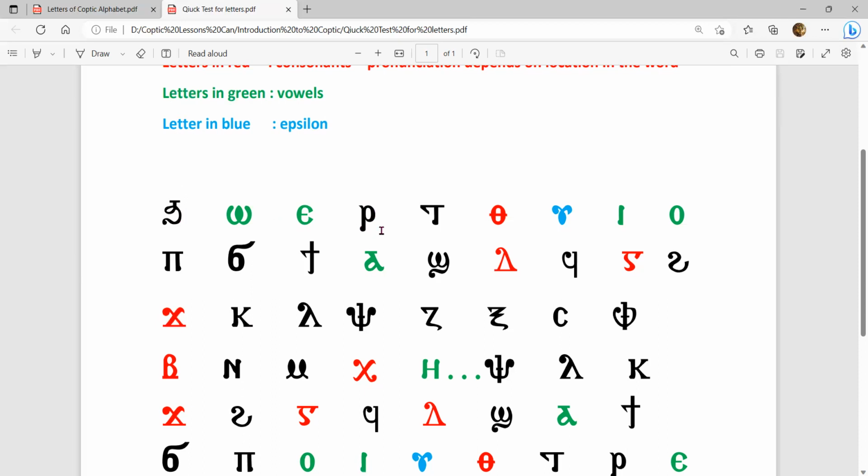Okay. The next one, which looks like a P, no, it is an R. And we pronounce it like R in run. So we take the R. The next one, which looks like a T, we say, for example, like T in table, T. So that's how we pronounce it in the table, T.